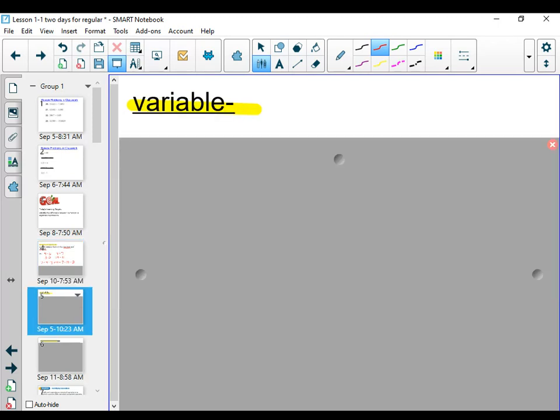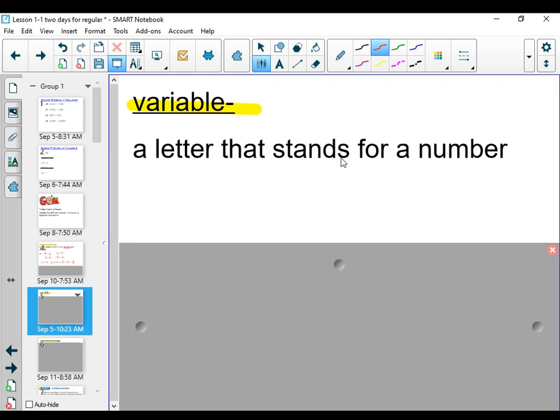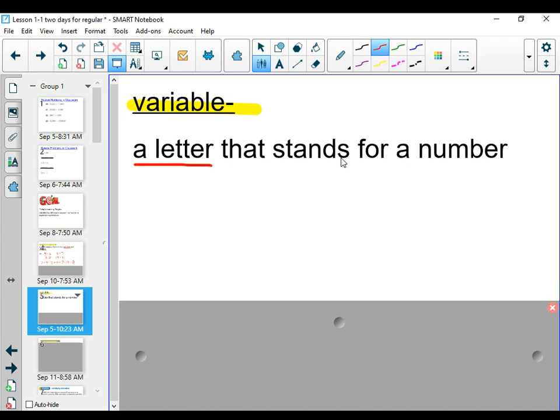The second thing we need to write down is a variable. You might be familiar with that word variable from 6th grade math, and that is awesome. The more we can remember from 6th grade, the better off we will be. A variable is a letter that stands for a number. It's holding the place of a number in our expressions.